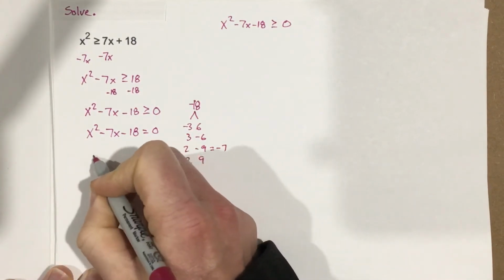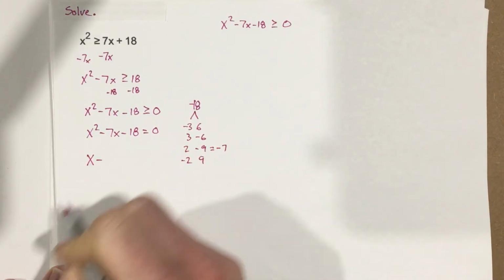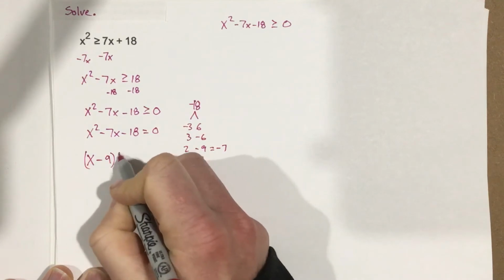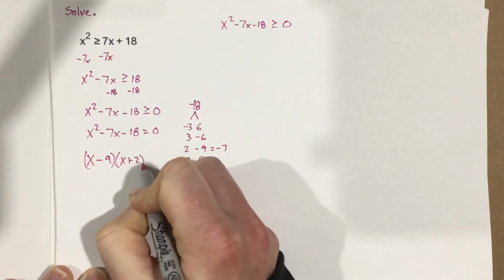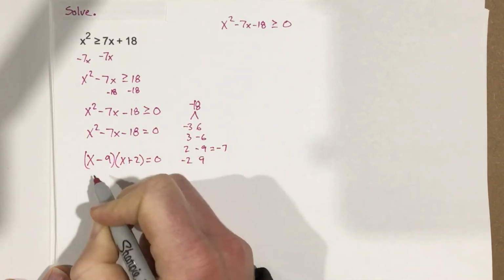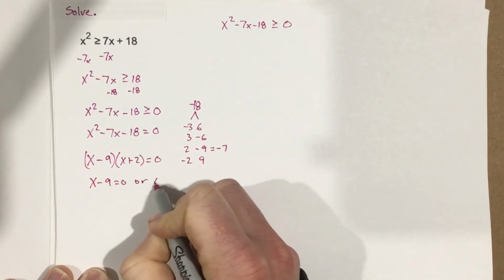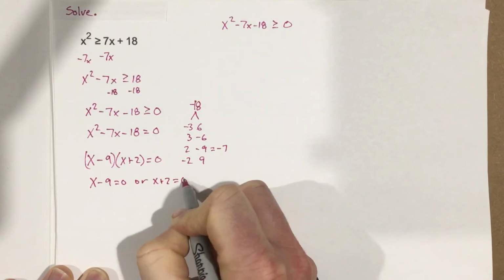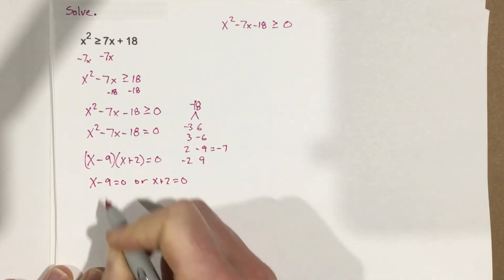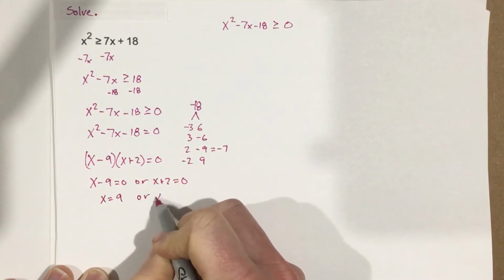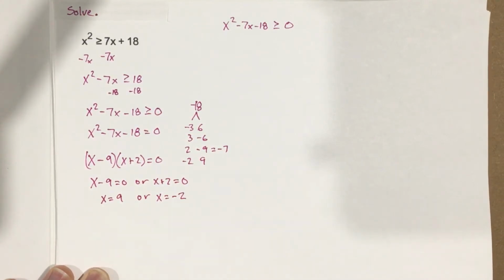So I'm going to get x minus 9 times x plus 2 when I factor that. So that's going to give you x minus 9 equals 0, or x plus 2 equals 0, using the zero product property. Add the 9 over, x equals 9, or x equals negative 2.